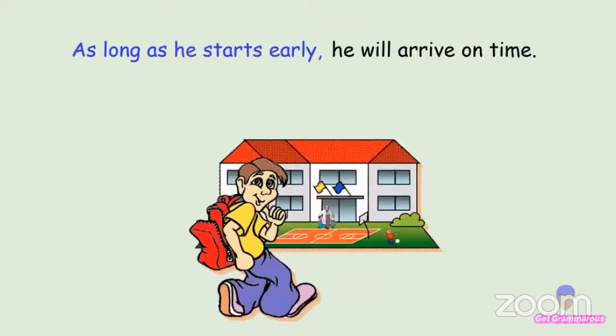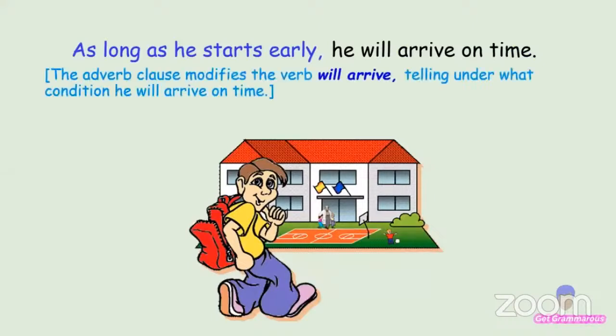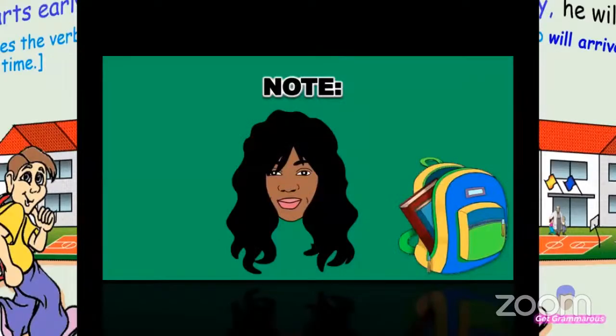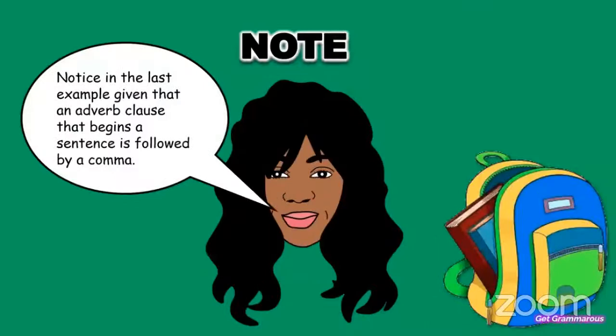An additional example. As long as he starts early, he will arrive on time. The adverb clause as long as he starts early modifies the verb will arrive, telling under what condition he will arrive on time. Notice in the last example given that an adverb clause that begins a sentence is followed by a comma.